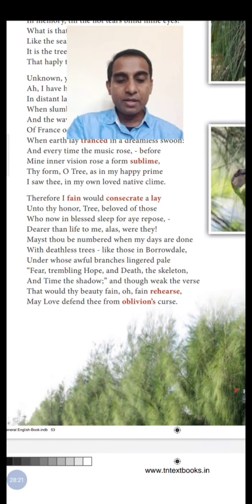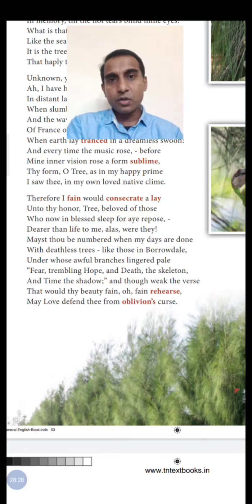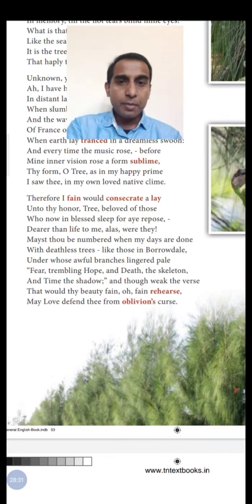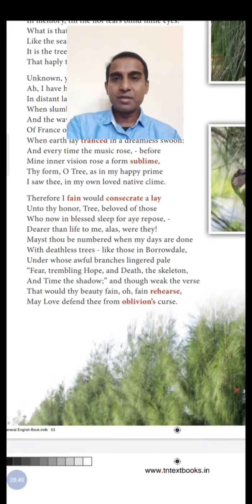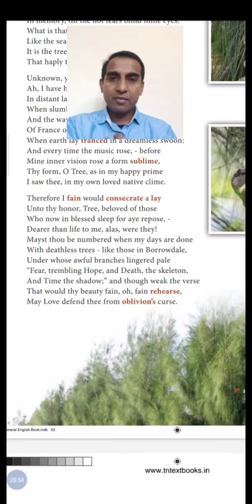And though we converse, that would thy beauty fain, oh fain rehearse. I know that I'll be weak like every other tree. This tree also might become weak and the beauty might be lost, but I want this tree to rehearse, repeat. May love defend thee from oblivious curse. And the only thing she wants is that this tree should live forever. Oblivion's curse means oblivion, a state of forgetfulness. Curse, that is, it will disappear, isn't it? One day we all lived here, we will disappear. Likewise, one day there was a tree, the tree will disappear.